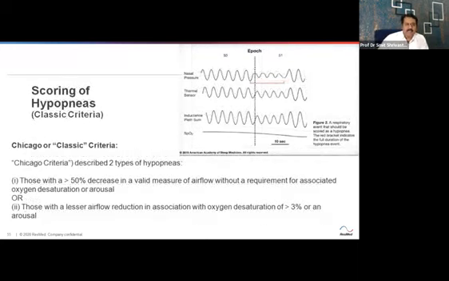The classical hypopneas are those which have a reduction of more than 30% in airflow without requirement of any associated oxygen saturation drop or arousal. So anything which has a decrease of more than 50%, or it could be a lesser airflow reduction, but it is associated with a significant, that is more than 3%, decrease in oxygen saturation or arousal.